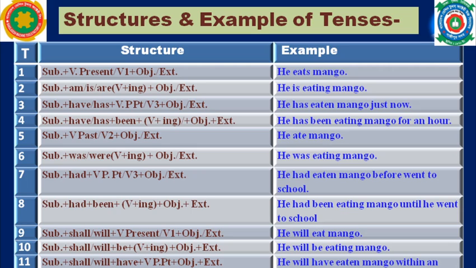A fact may be of a thing or a person. Let me give you an example. Water boils at 100 degrees Celsius. This is about a fact, right? So this is an example of a condition where it will be present indefinite tense. In case of universal truth, the earth moves around the sun. That is a truth, right? That's a universal truth. So it will be present indefinite tense.